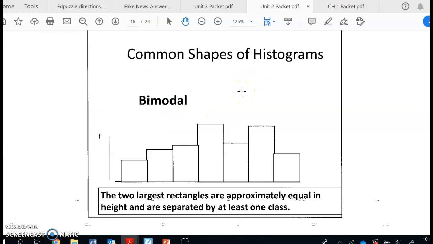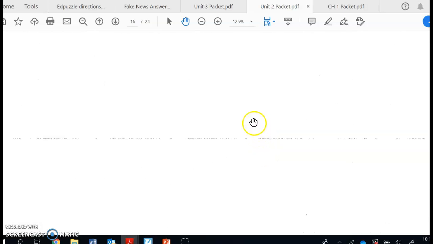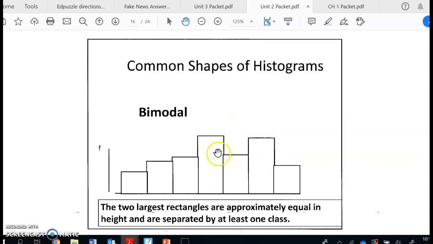You could have symmetrical that's also labeled as bimodal. But bimodal is when you have 2 things that are happening more often than the rest. You could have trimodal. We're not going to deal with that. But bimodal is 2 peaks. Okay. Any questions? Please ask.